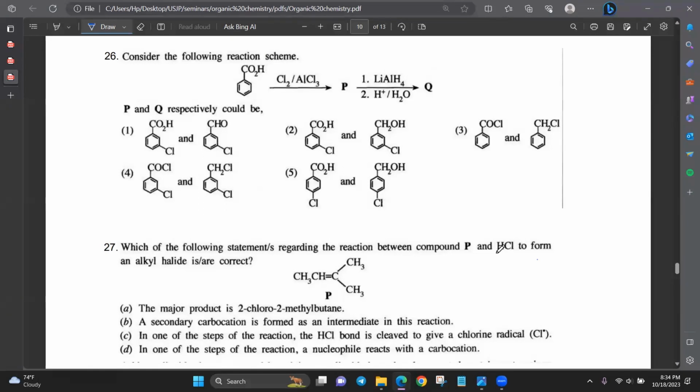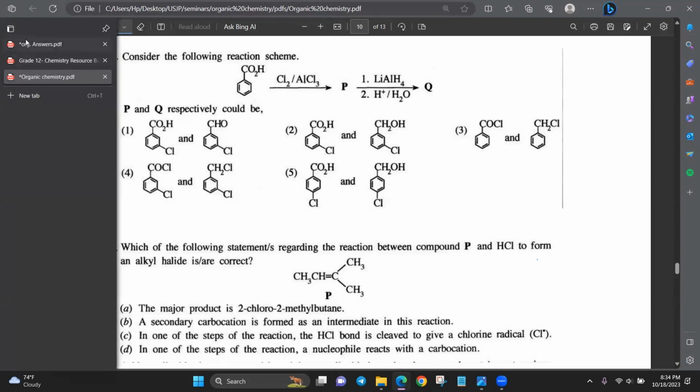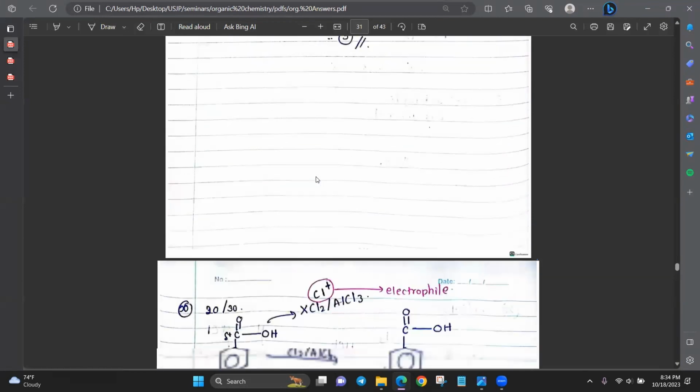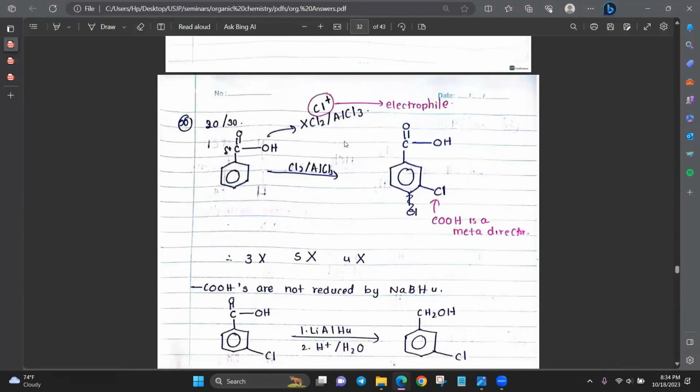Consider the following reaction scheme. Find the P and Q. Now we have a molecule. We are reacting it with chlorine and aluminum chloride. Now we need to find what P is. When we react with chlorine and aluminum chloride, it is an electrophilic substitution reaction. Here, Cl plus is the electrophile. Earlier I showed Br2 and FeBr3. In that, Br plus was the electrophile. Likewise, in the same way, these two will react and give us the Cl plus electrophile.